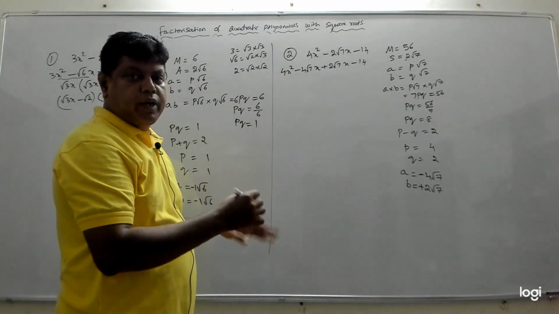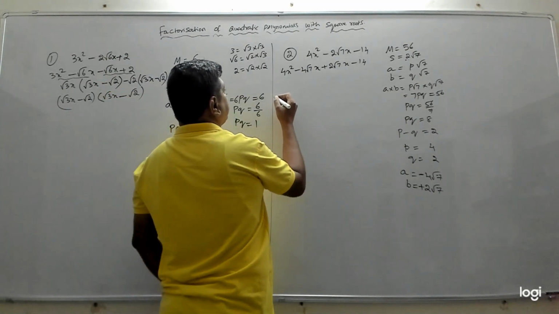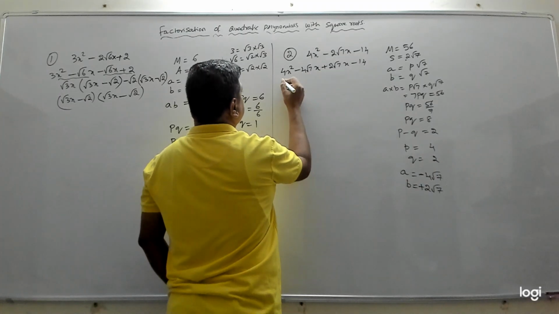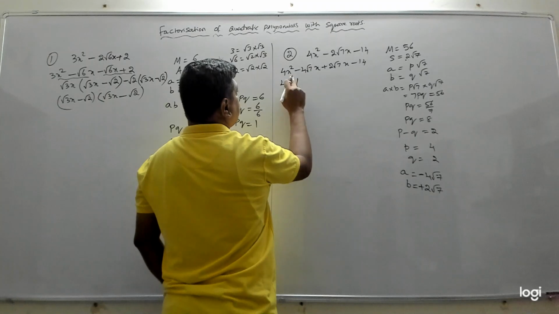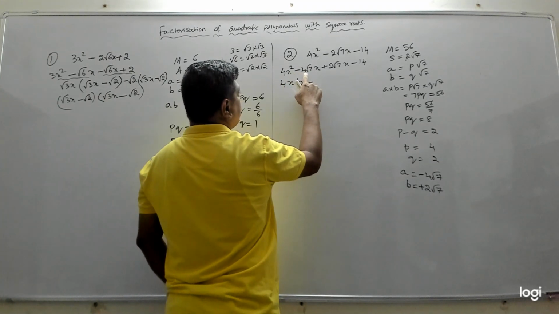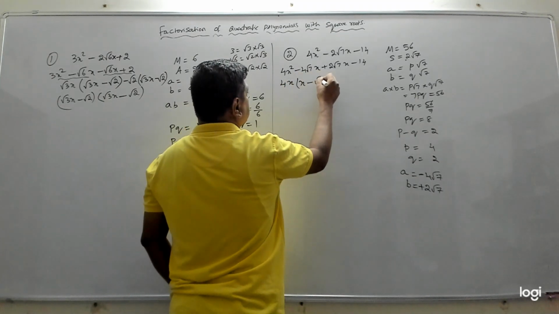Now we just need to take things common and we'll get the factorized form. Now in these two, what is common? 4 is common. And also x is common. When I take 4x common from both, I will have x here. Minus here, 4x I have taken out, so I will have root 7.